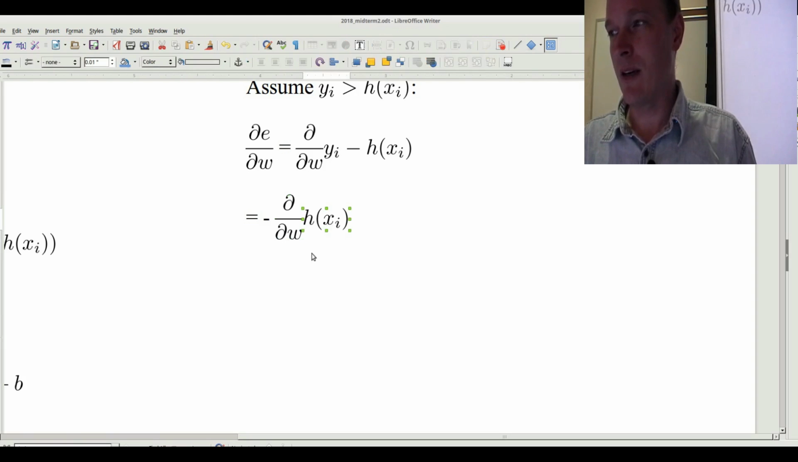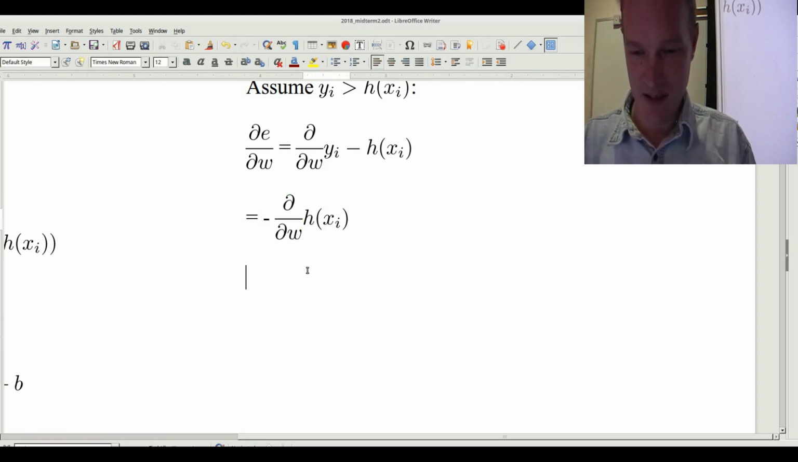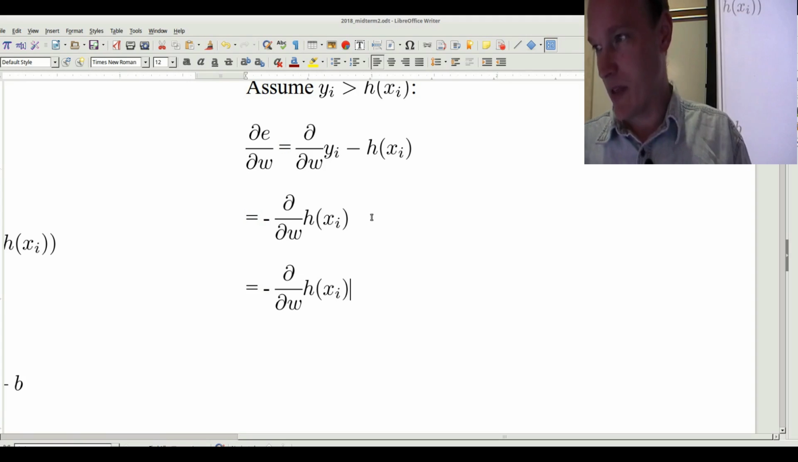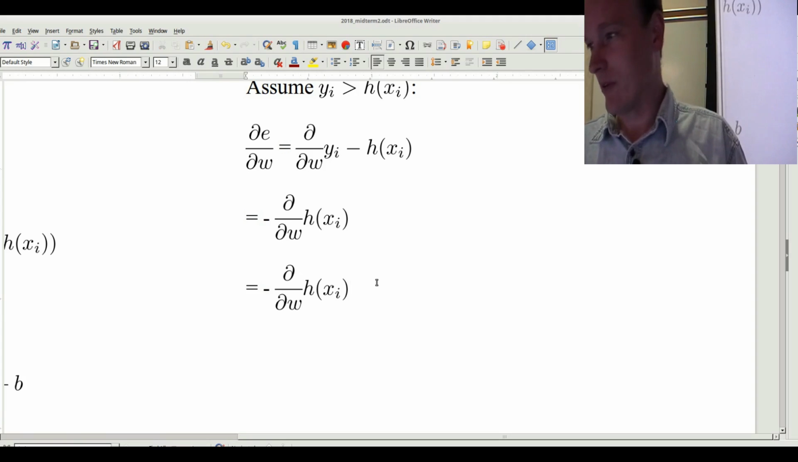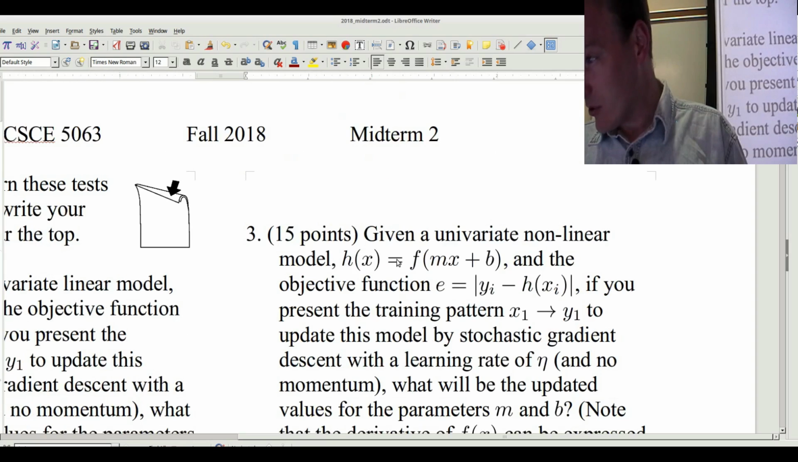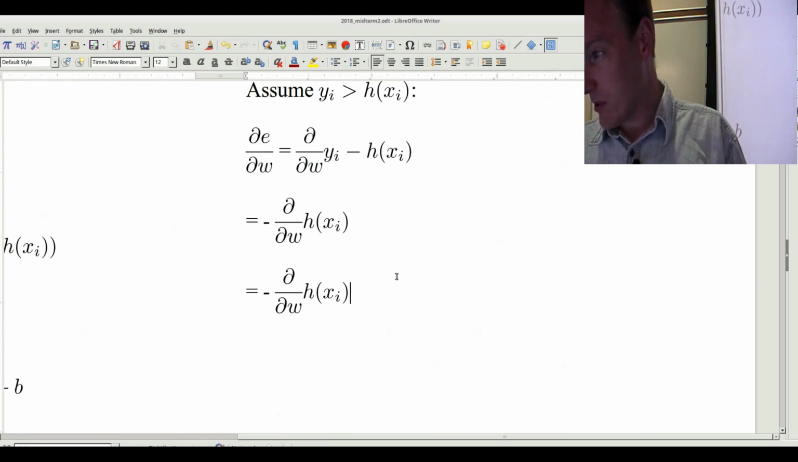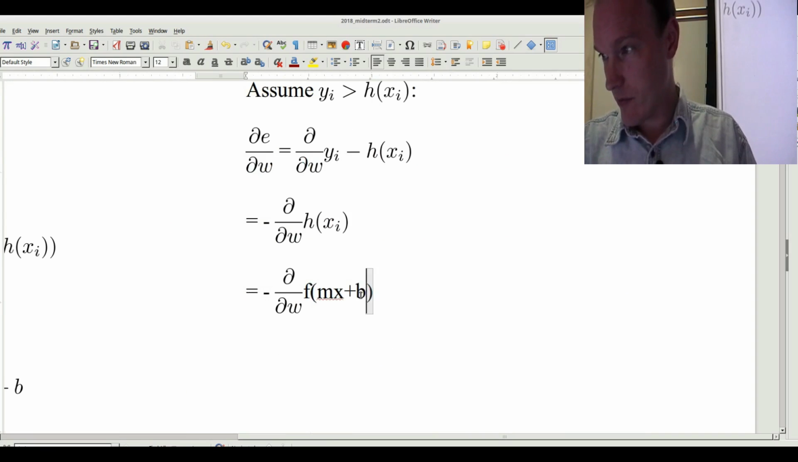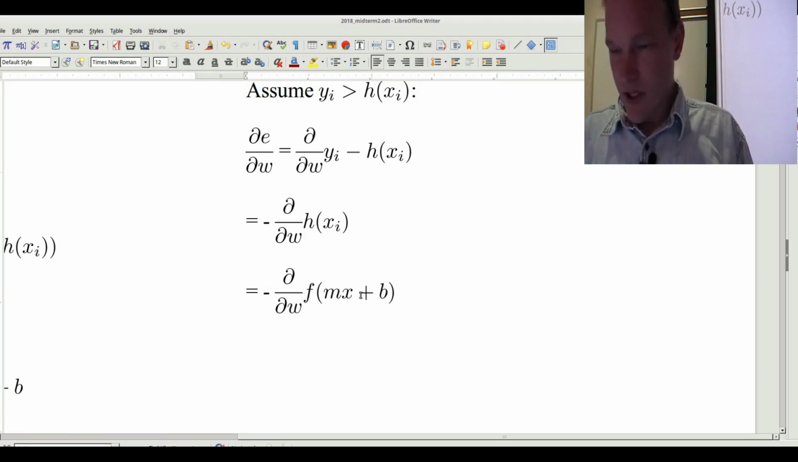Okay. I didn't hear anybody say expand h, but that's the answer. So we're going to expand h because that's the only way to push that partial derivative through. And what was h? F of mx plus b. So f of mx plus b is equal to that, which is equal to negative.